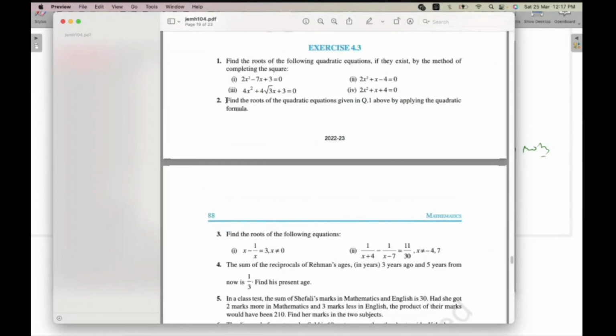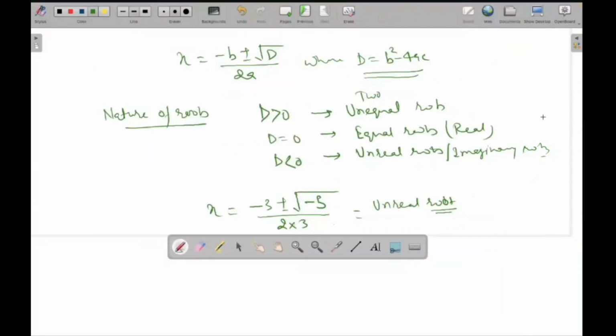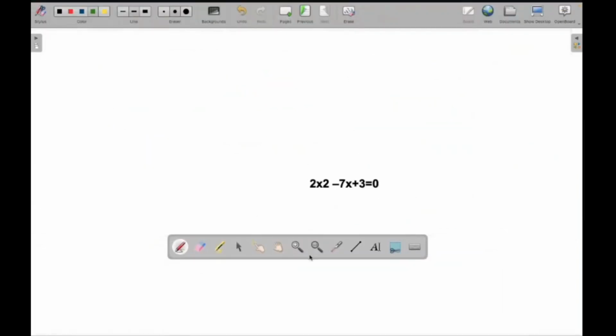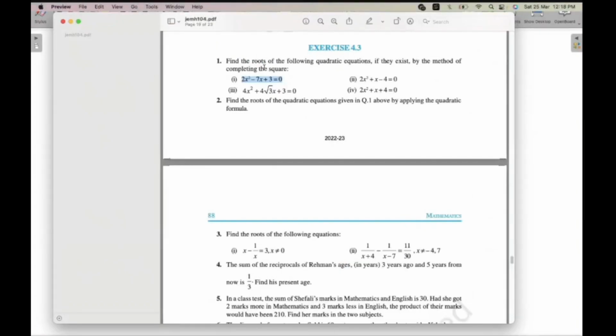This is where they're saying find the roots of the quadratic equation given in question 1 above by applying the quadratic formula. So I'm just going to evaluate 1. This is given as 2x square minus 7x plus 3 equals 0. So the first one, let's say I want to evaluate it using the completing the square method. So let's do both ways: first completing the square and then using the quadratic formula.